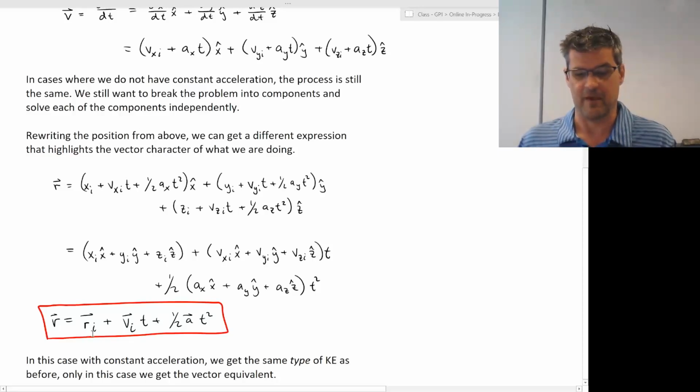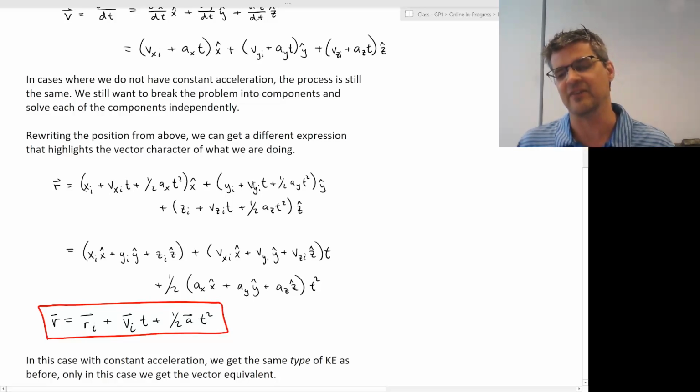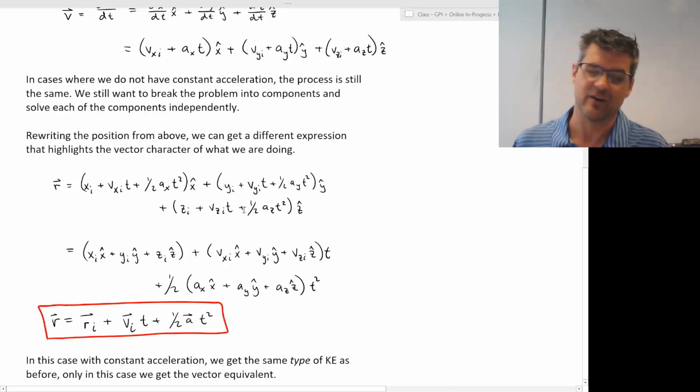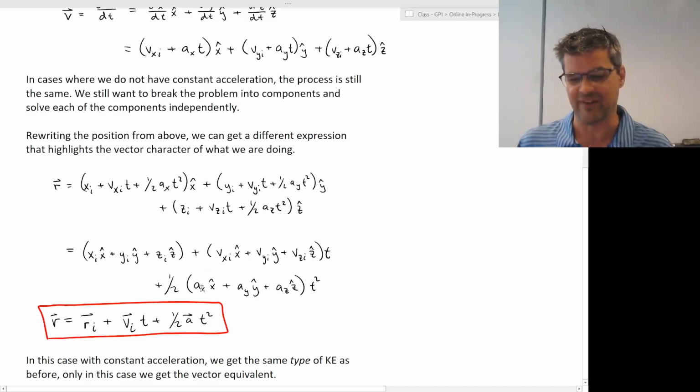That's all it is. And what if we were to group all of these second terms? Vi in the x direction times t, vi in the y direction times t, vi in the z direction times t. Each of those has their respective x, y, and z. Group all of those things together. Well, this is just the initial velocity times time, vectorially speaking. And what if we were to group these last terms, 1/2 ax t squared in the x, 1/2 ay t squared in the y, 1/2 az t squared in the z. Group all of those together. This is 1/2 times this acceleration vector times t squared.